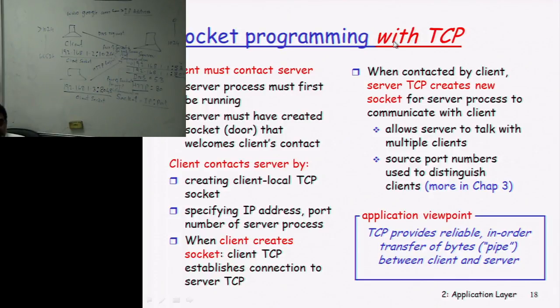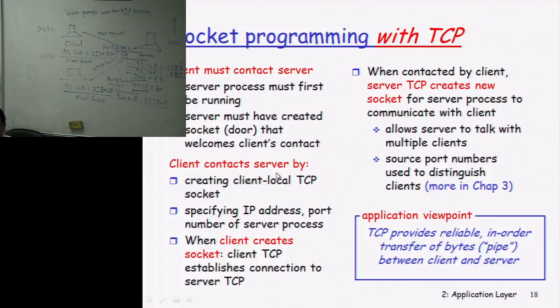Now the client must contact the server in the TCP scenario. The server process must first be running. Definitely, in either case, whether it is a UDP service or a TCP service, both servers should be running. Why? Because they have to welcome the client request, they have to receive the client request. The server must have created a socket door that welcomes the client's contact request.